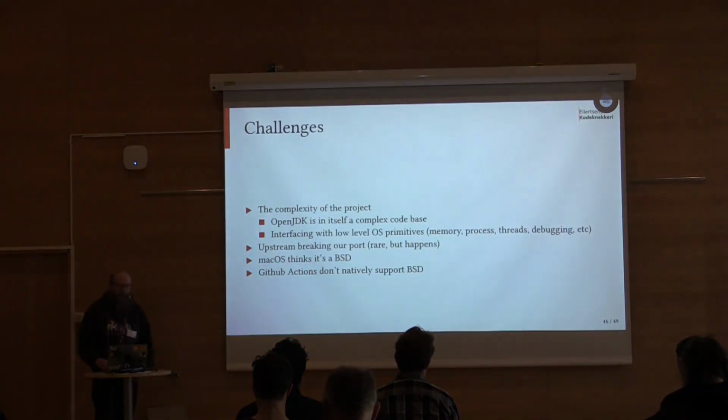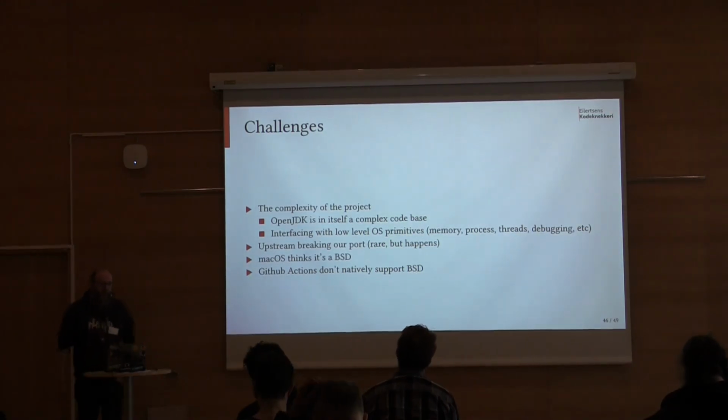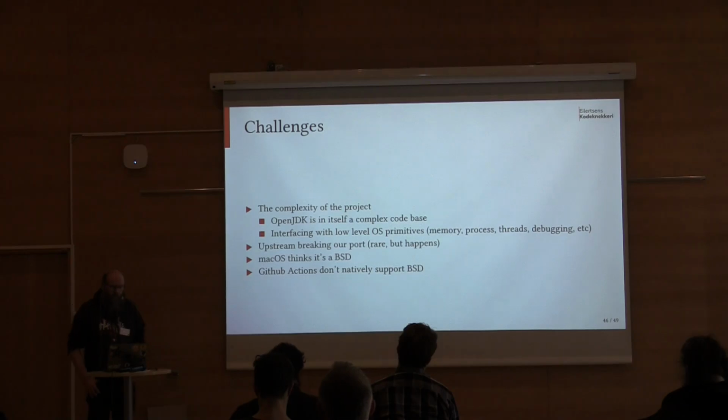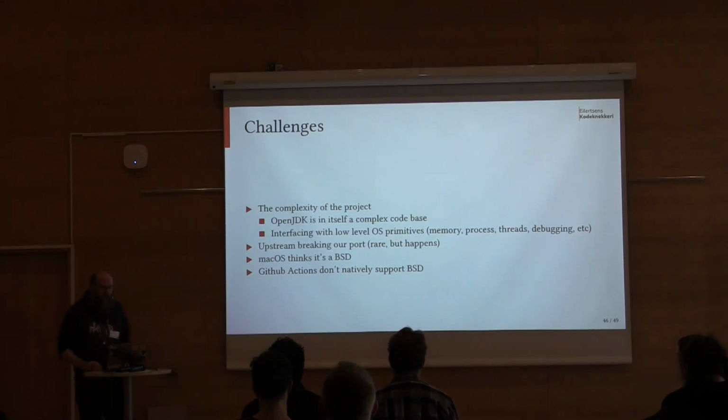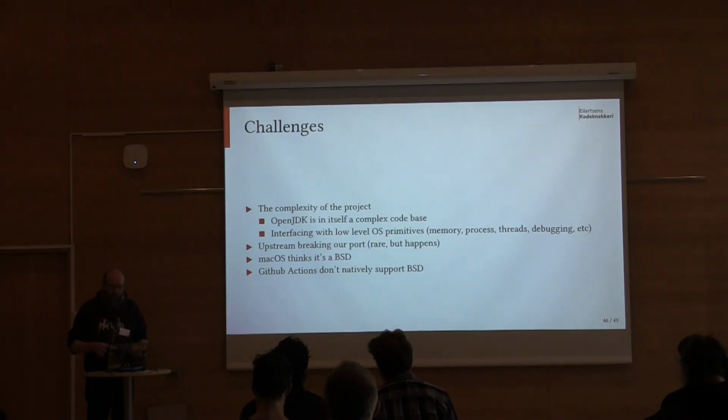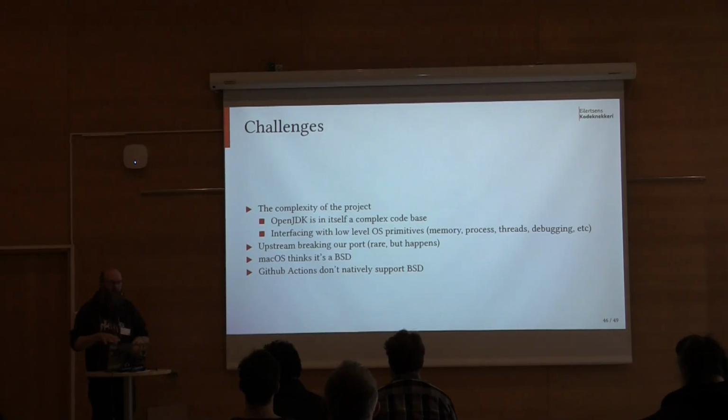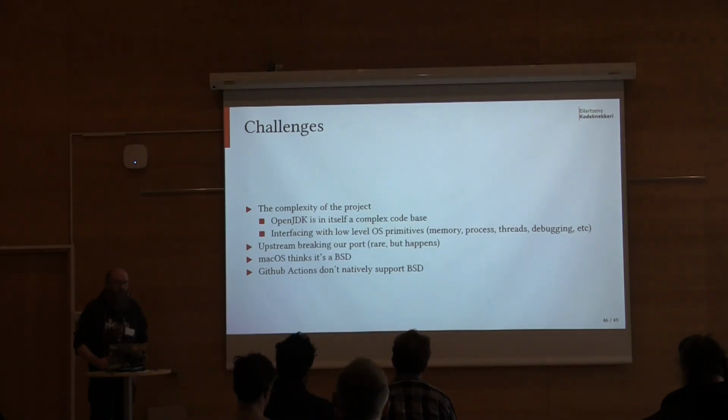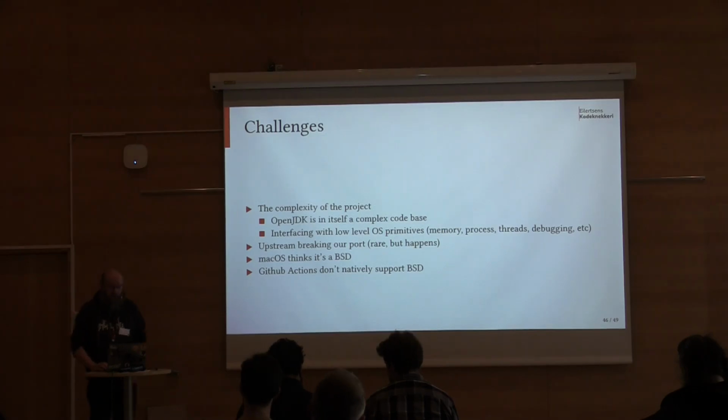So, wrapping up, the main challenge of the project is, of course, the complexity. OpenJDK itself is a really complex code base. It's essentially an operating system running on top of an operating system. It interfaces with mostly the low-level operating system primitives of the target platform, which means memory handling, process handling, threads, debugging, system information, scheduling, all of that stuff, it goes down pretty low. That means I also have to learn quite a bit about how the target operating system, in this case FreeBSD, is doing these things.